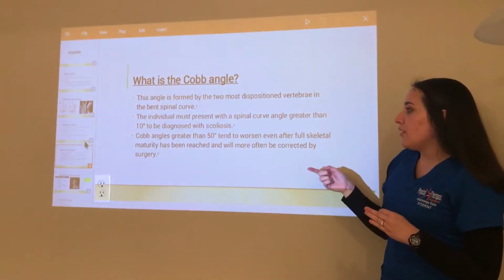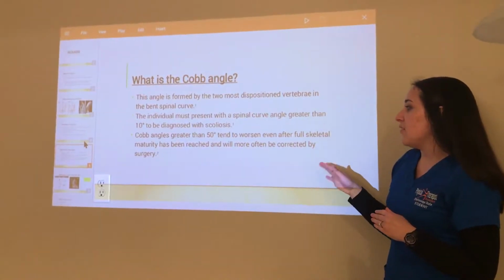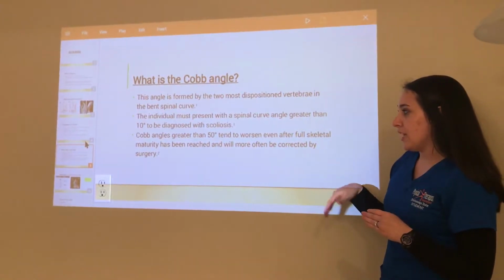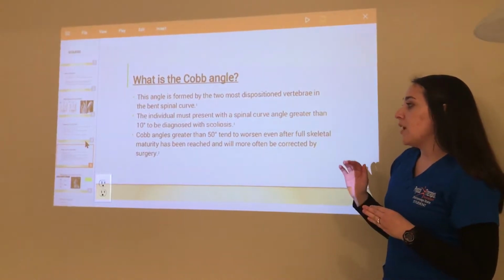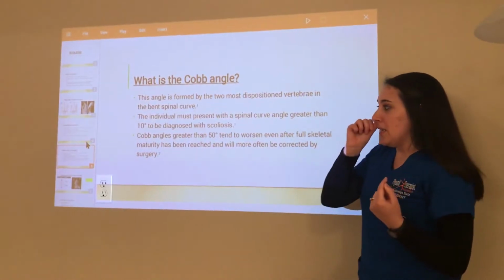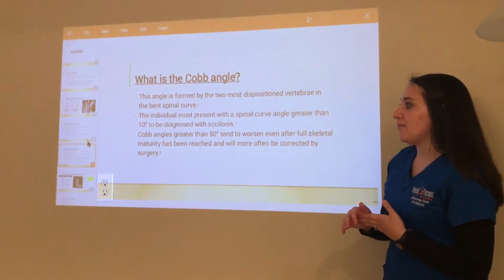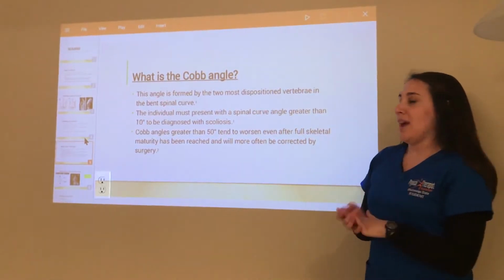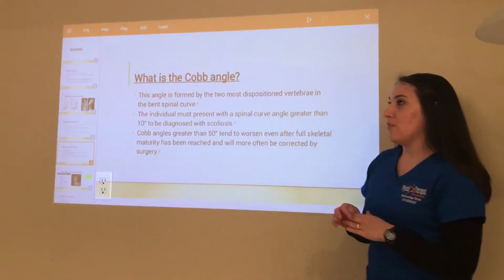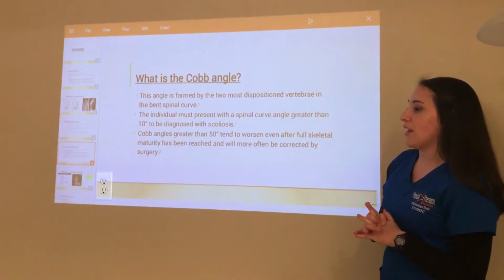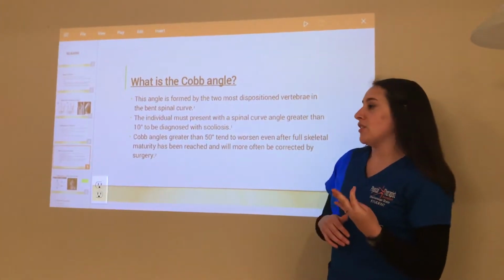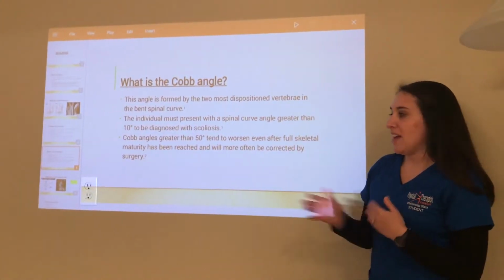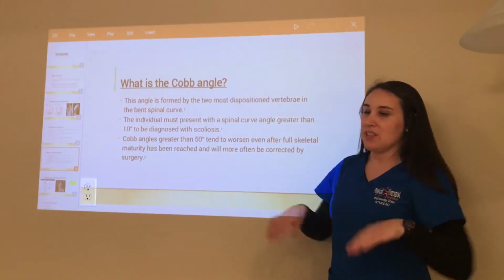Cobb angles greater than 50 degrees tend to worsen even after full skeletal maturity has been reached and will more often have to be corrected by surgery. So 10 degrees is the minimum, and when it gets up to 50 degrees, you're more than likely going to have to have some kind of surgical intervention, because passive movement and different braces aren't going to fix that.